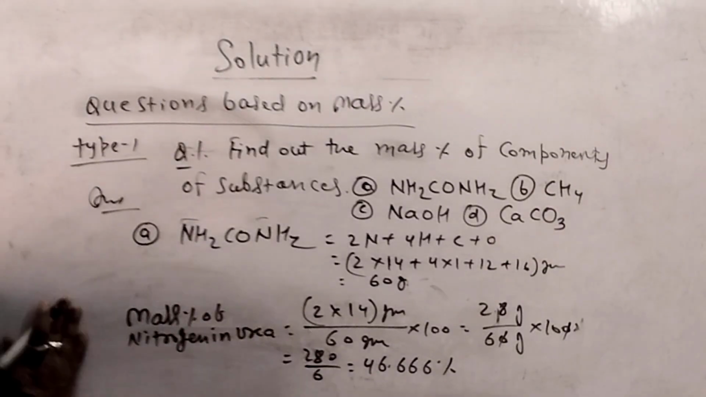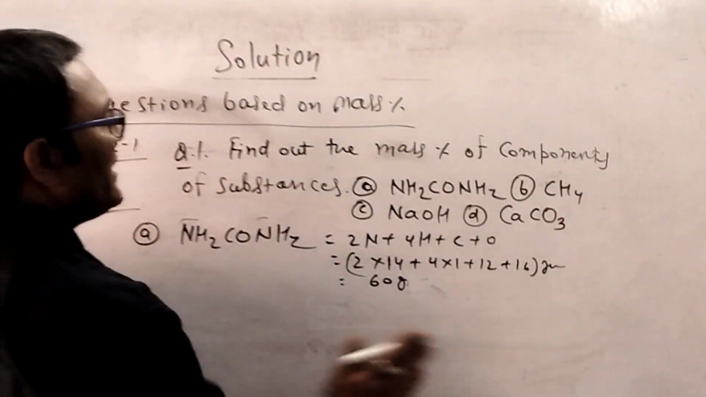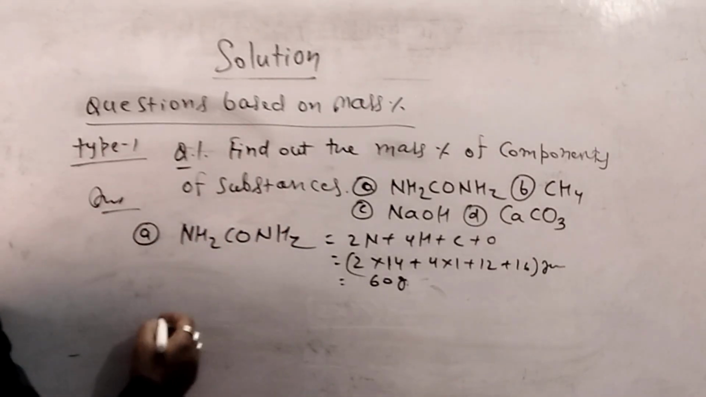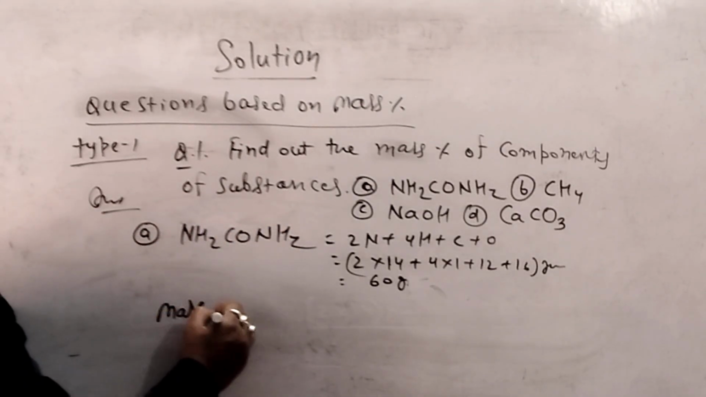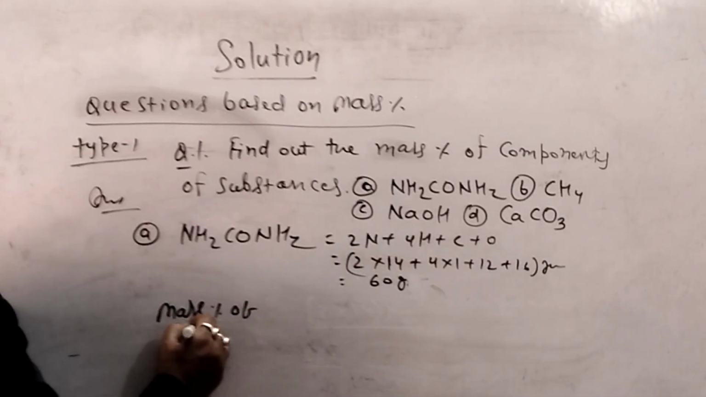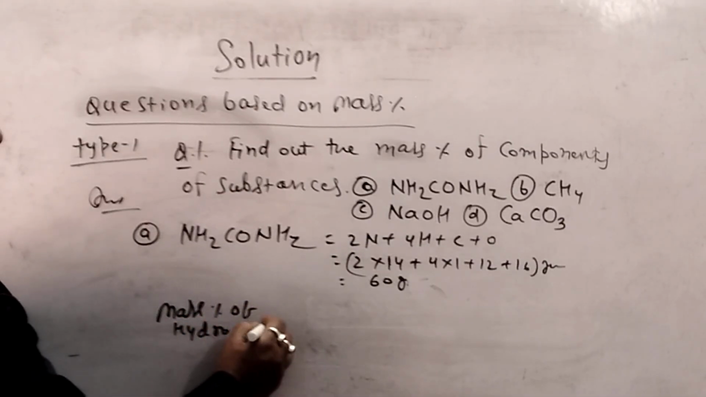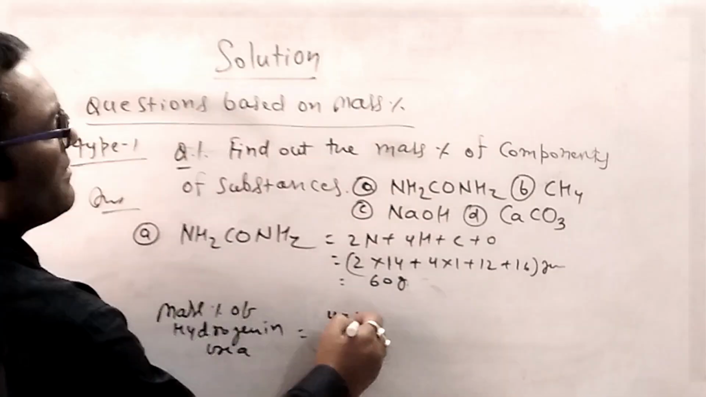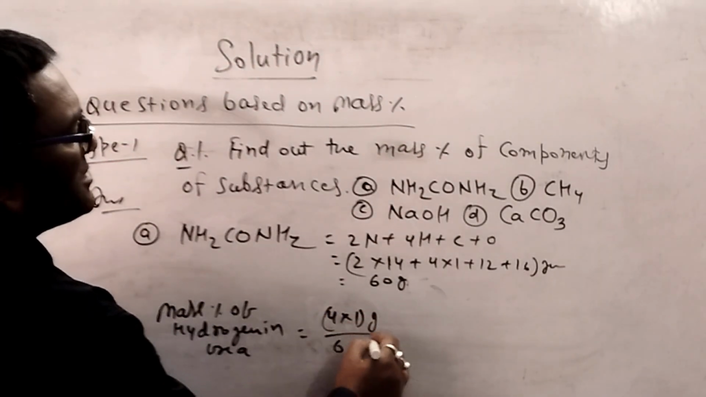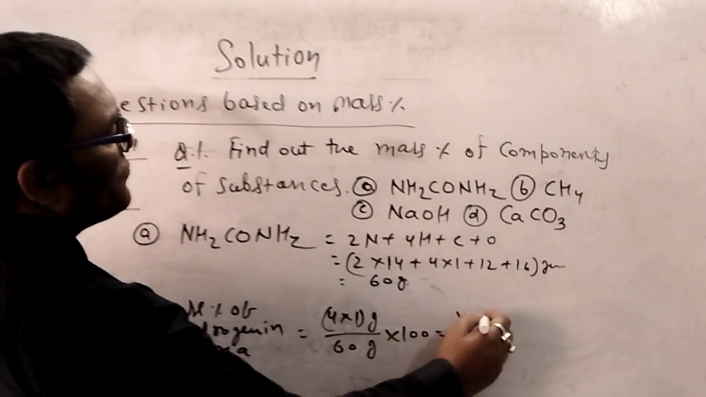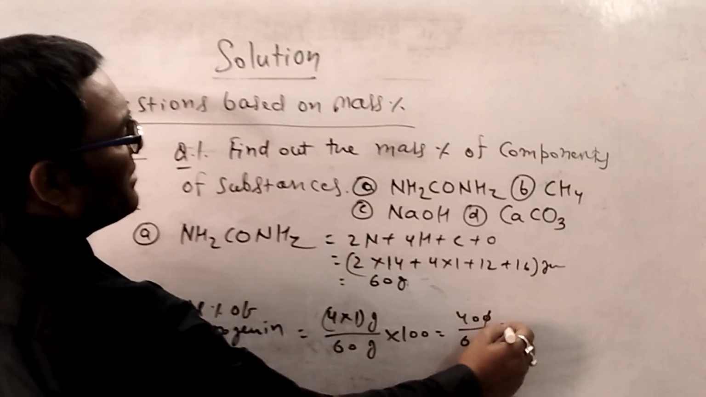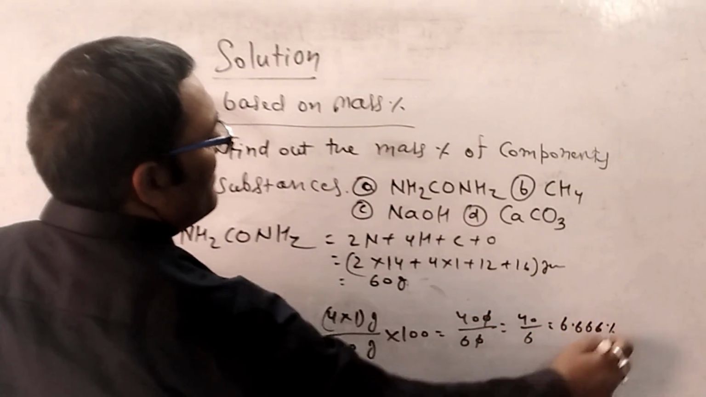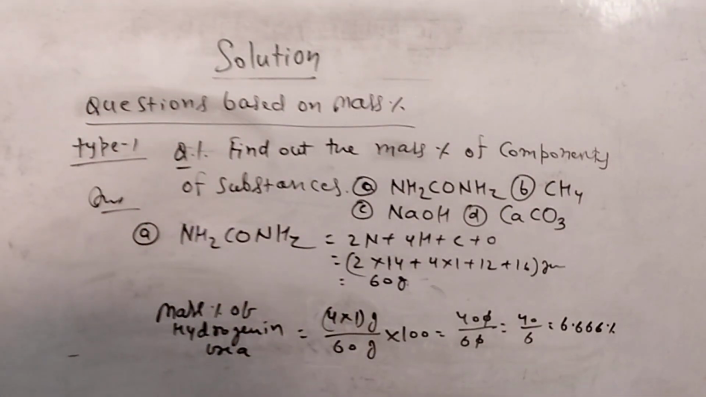Now once again we can find the mass percentage of another component, like hydrogen. So the mass percentage of hydrogen in urea is 4 multiplied by 1 gram divided by 60 gram multiplied by 100. So 400 divided by 60, 0 cancels by 0. So 40 by 6, 6.666 percentage. This is the percentage of hydrogen in urea.